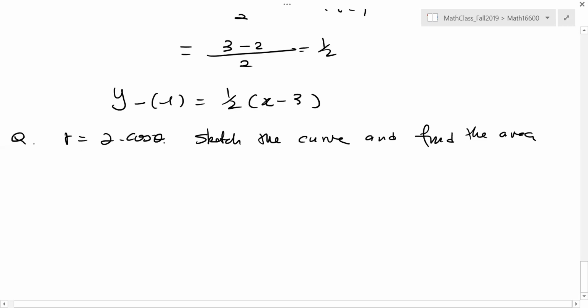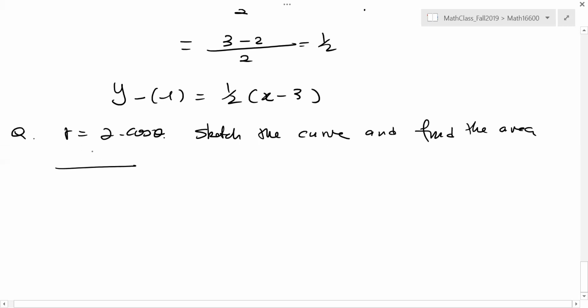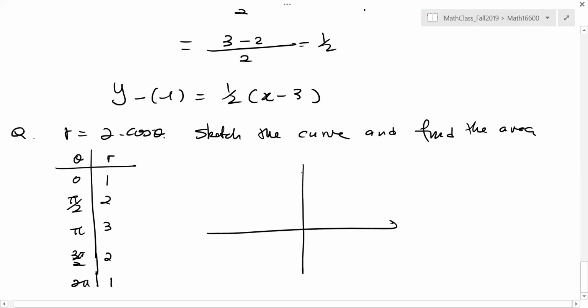So you just choose a few values. Here's theta, here's r. When theta equals 0, I just choose a few of them. When theta equals 0, it's 2 minus 1, it's 1. When theta is pi over 2, it's 2. And at pi, it's going to be 3. So at 3 pi over 2, you get 2. And at 2 pi, you go back to 1. So you know the general shape of this graph.